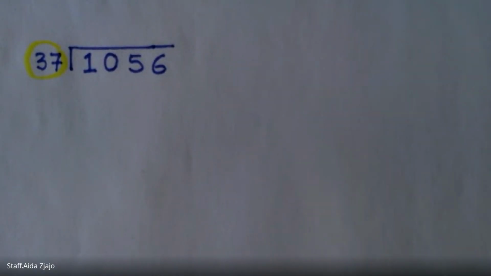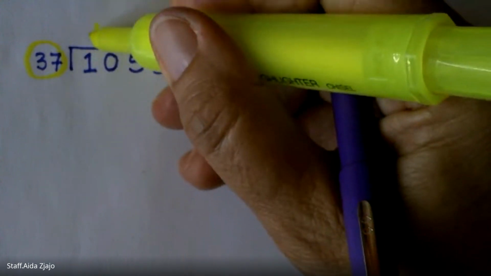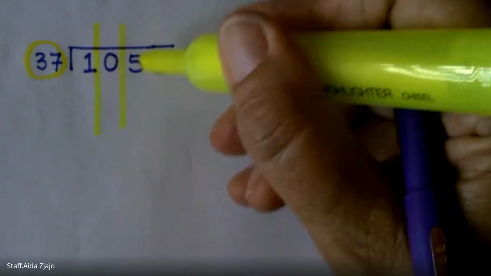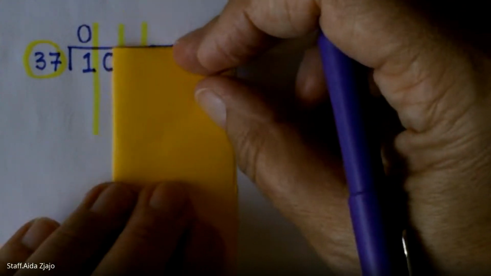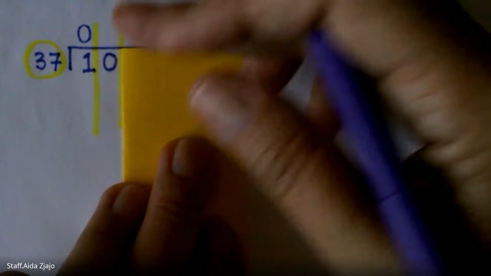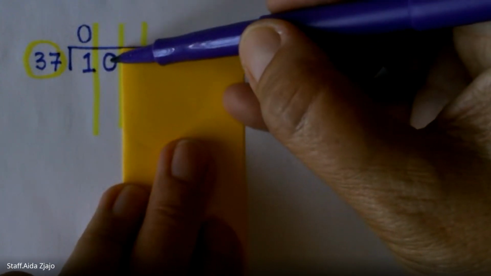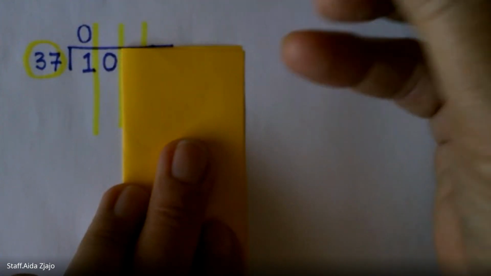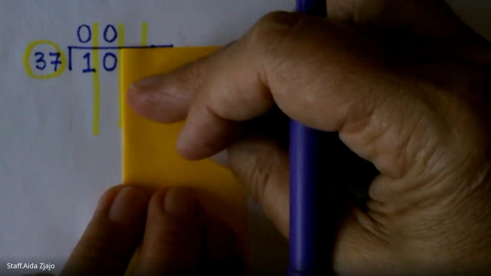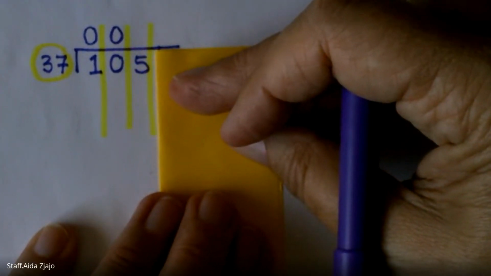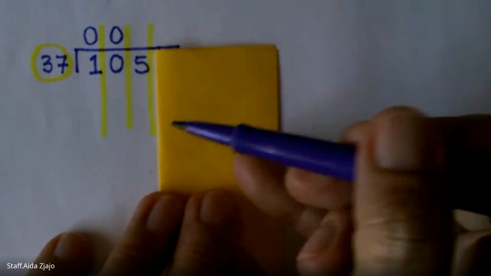Okay, so one number at a time to use the standard algorithm. I'm going to think, if I have 1, can I make a group of 37? No, 0 groups of 37. If I move my number and say, if I have 10, can I make a group of 37? How many groups of 37 can I make? 0 groups. Another 0. Now I have to move one more digit, and now I do have 105.